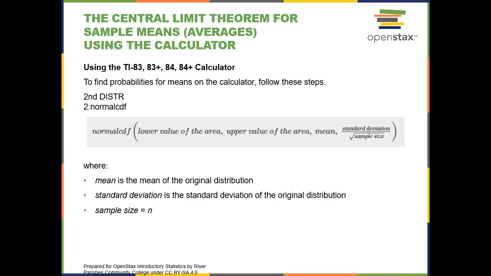Then in the arguments, we have the lower value, which, if you are less than some value, will be minus 1 E99, and the upper value will be that value. You know the mean of the population, but don't forget to divide the standard deviation by the square root of the sample size. Where mean is the mean of the original distribution, standard deviation is the standard deviation of the original distribution, and sample size is n.